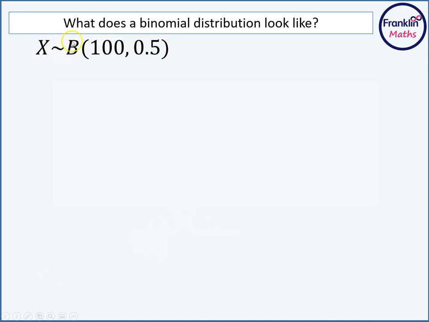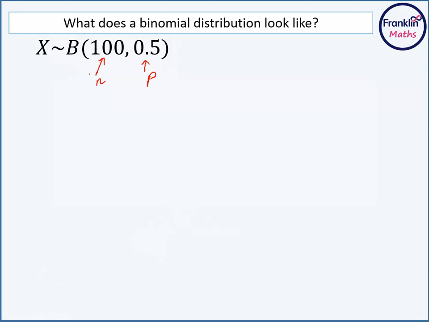X is approximated by the binomial distribution. Remember, this is n here, so this is the number of trials. And p here being the probability of success, whatever that may be. So this could be a coin, for instance. Now, if I flipped a coin 100 times, you'd expect to get 50 heads, 50 tails. That's what you'd expect. Obviously, that might not happen.